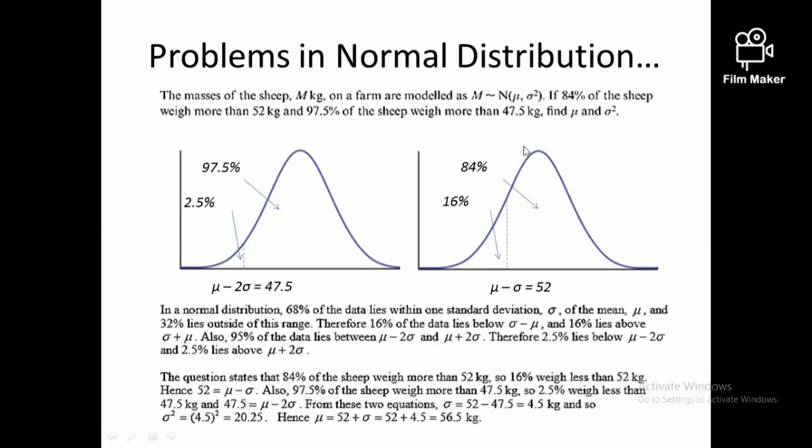So here it's 84% of the information. So we know that this portion is 16%. If there are 84% more than that value, this is 16% less than that value. Let's go ahead with this distribution.